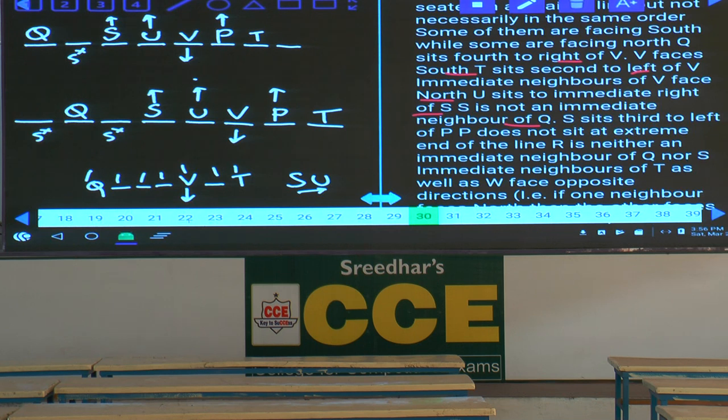Then, here there are two different possibilities in the second case. S is seated third to the left of P, P is facing north. Or, if P is here, then P is facing south, and S is seated third to the left of P is also valid. In the second case, there are two possibilities for this P. And P does not sit at an extreme end of the line. Hence, P cannot be at this place. Done with this? Now we are left with only one possibility for this P.